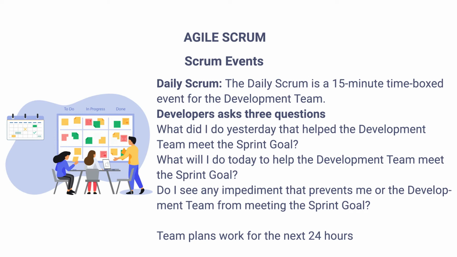So the team plans work for the next 24 hours in the daily Scrum. The participants are developers only. The Scrum Master ensures that the development team has the meeting, but cannot be the moderator. The development team or team members often meet immediately after the daily Scrum for detailed discussions, or to adapt or replan the rest of the sprint work.